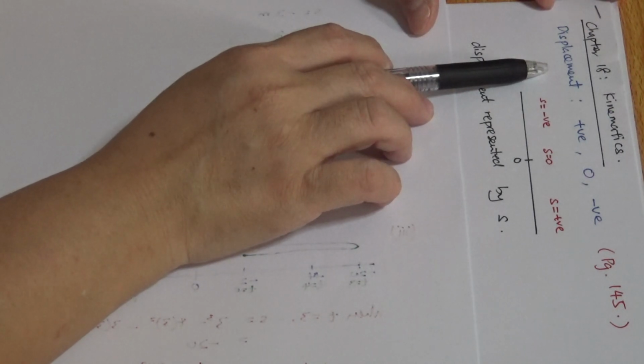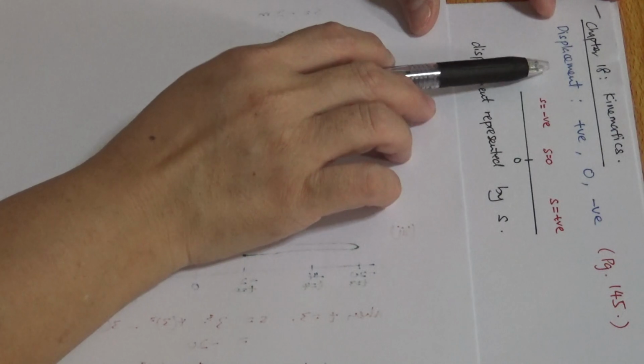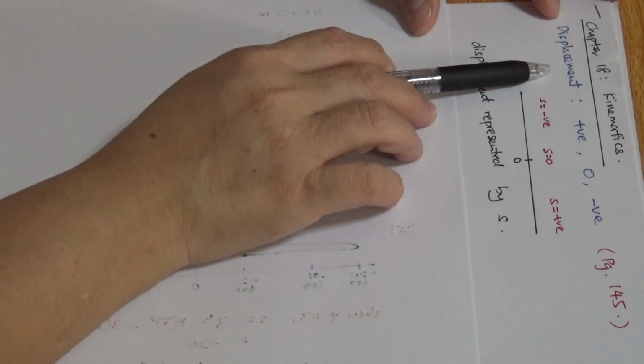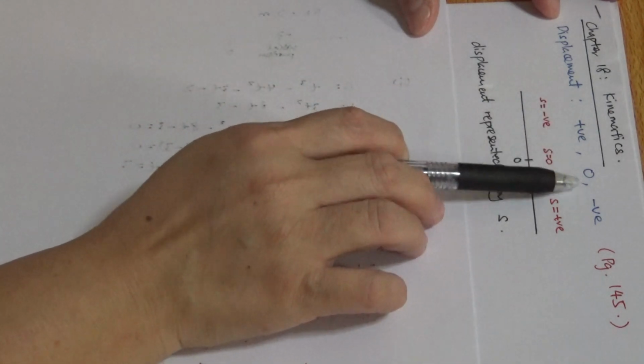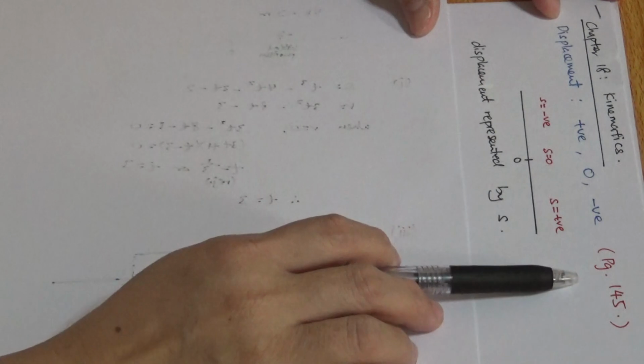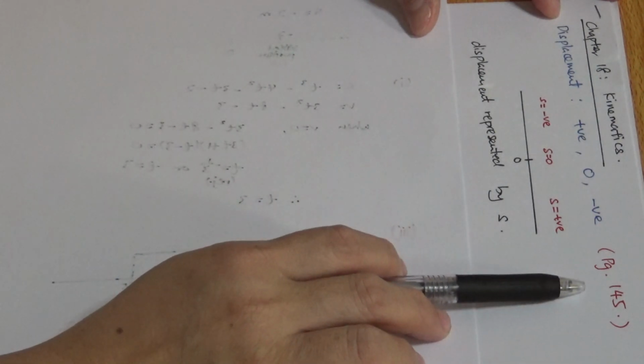Displacement is different from distance. Distance is just magnitude, whereas displacement is a vector. It has got magnitude as well as direction. So displacement can be positive, can be zero, can be negative. Now, you can find more information on page 145 of your textbook.